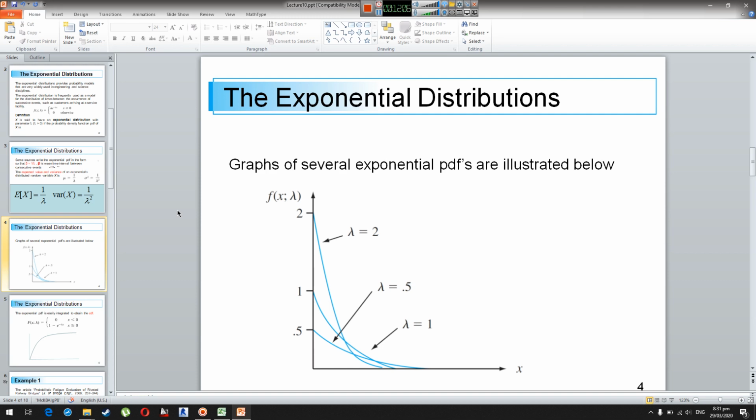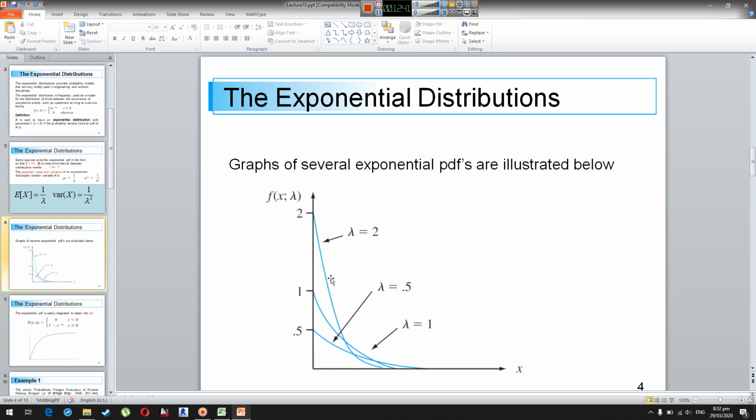Now you can see here, when lambda is equal to 2, when lambda is equal to 0.5, when lambda is equal to 1. You can see that as the lambda value varies, the shape of exponential distribution also varies. The first curve is for lambda equal to 2, then lambda equal to 0.5, then lambda equal to 1. And you can see here that the steepness of the exponential distribution changes with the change of lambda.